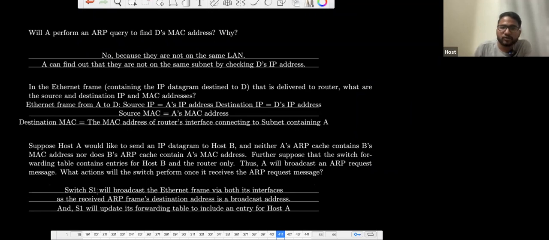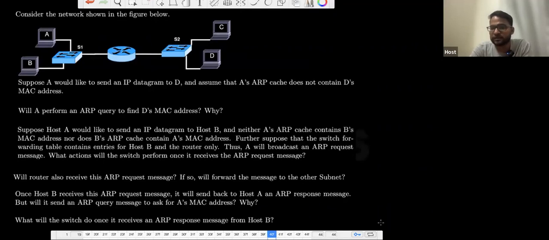So coming to this question, switch S1 will broadcast the Ethernet frame via both switch interfaces as the received ARP frame's destination address is a broadcast address, right? So basically the ARP destination address will be just the broadcast address because I want to broadcast it. So S1 will broadcast it, and S1 will update its forwarding table entry for host A. Is the ARP packet put in the IP datagram? No, it doesn't go in the IP datagram, only directly in the Ethernet frame. ARP has nothing to do with IP.